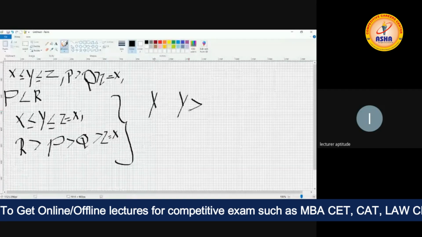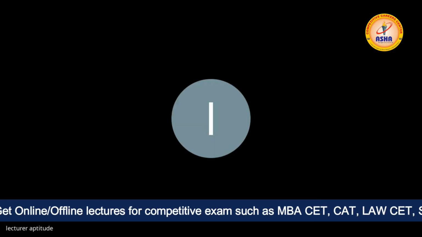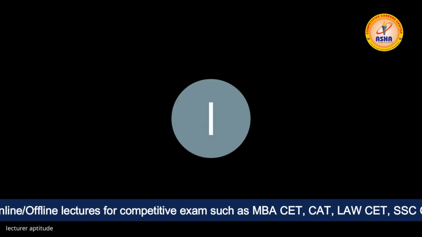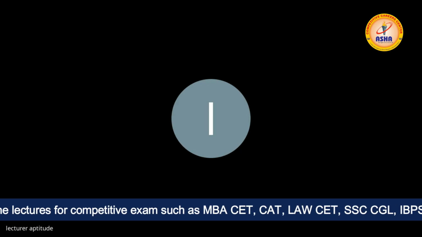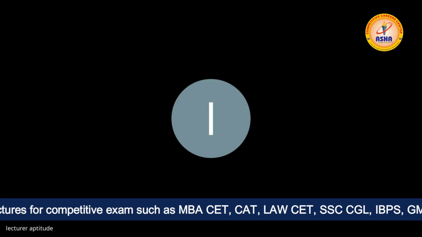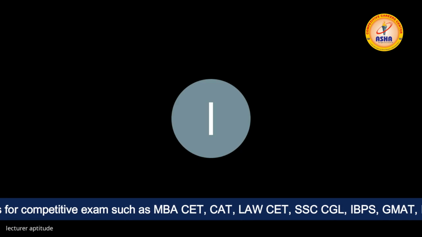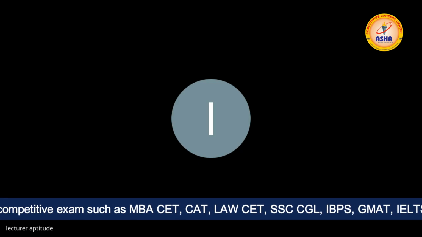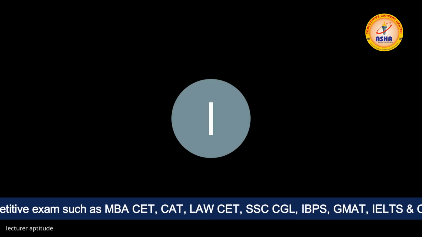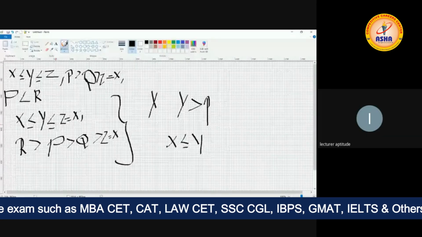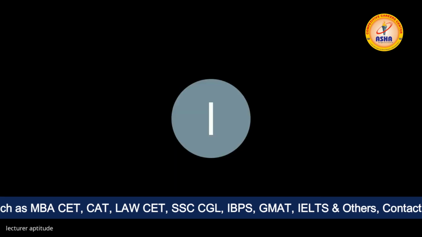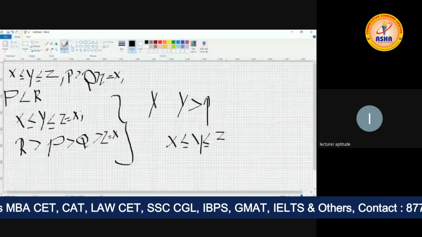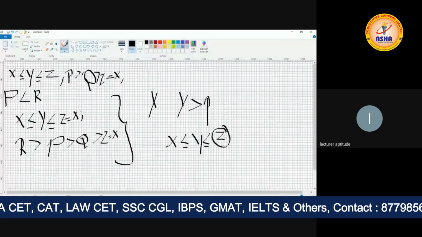So here it is showing that X is less than or equal to Y, and Y is less than or equal to Z. That is showing Z can be replaced with X also. So we can say that Y is less than or equal to X.